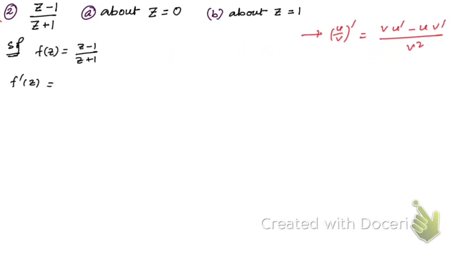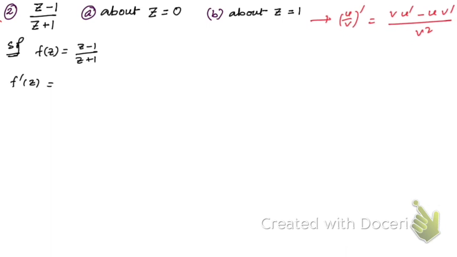Let me put it aside here. We use z plus 1. If you differentiate z minus 1, the derivative of z is 1 and the derivative of 1 is 0, right? So simply we have got 1. So this is into 1, and we can write z plus 1.